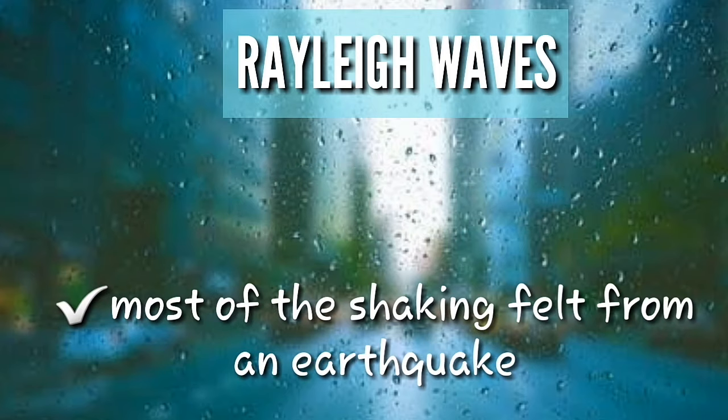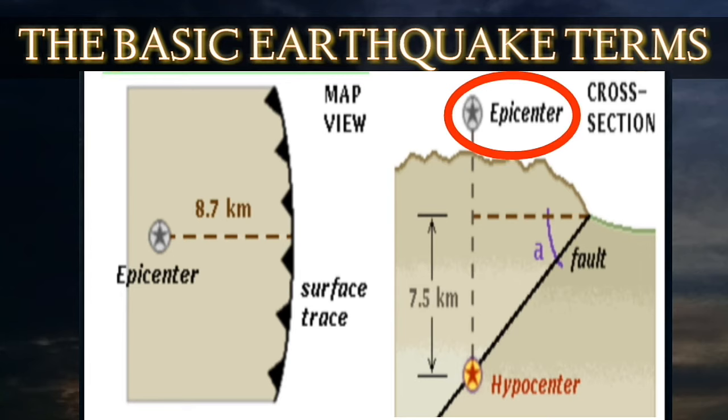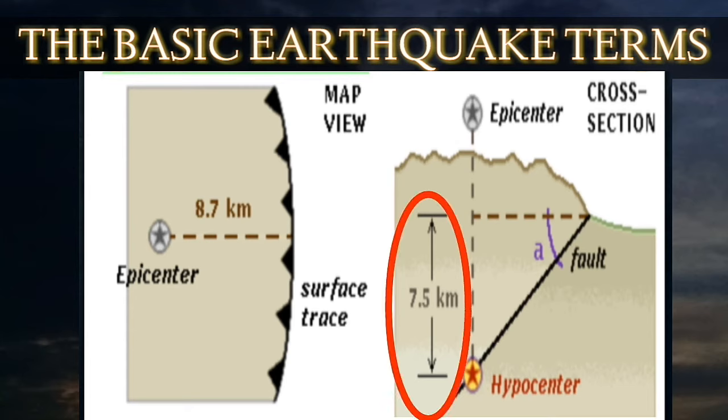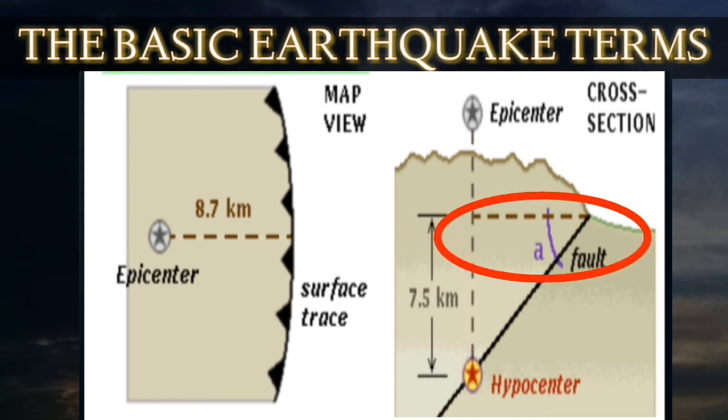The basic earthquake terms. The hypocenter. It is the point within the earth where an earthquake rupture starts. Epicenter. It is the point on the earth's surface vertically above the hypocenter. The focal depth refers to the depth of an earthquake hypocenter. The fault plane. It is the flat surface along which there is slip during an earthquake. While the magnitude is a number that characterizes the relative size of an earthquake.